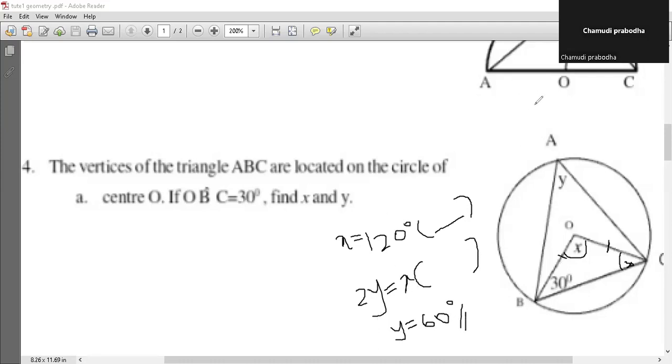So hurry up. This tute is mainly focusing on grade 11.